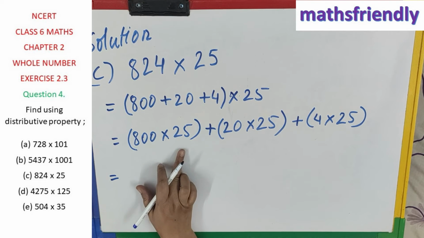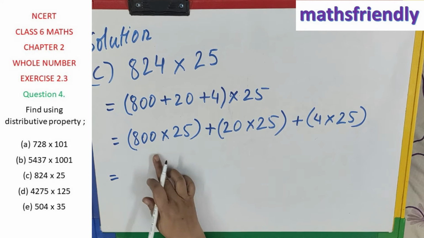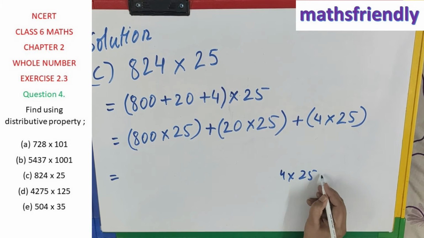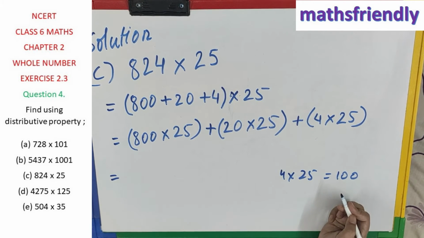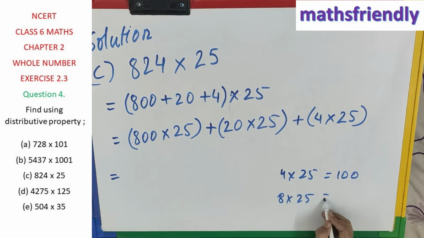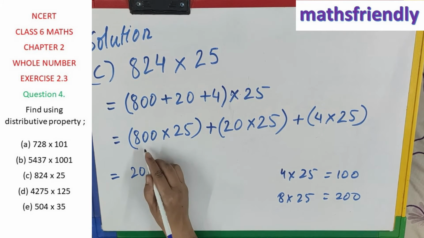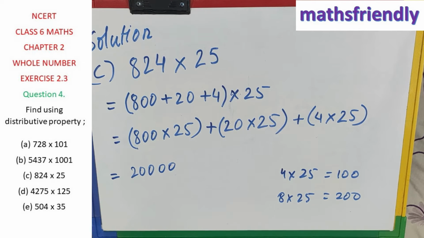So how to do this multiplication? See, we know that 4 into 25 is 100. See, 4 into 25 is 100. These small multiplications we have to remember. Okay, 4 into 25 is 100. So 8 into 25 will be 200. Okay, so 200 and then these two zeros, right?